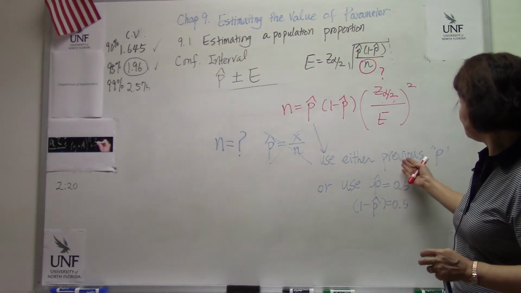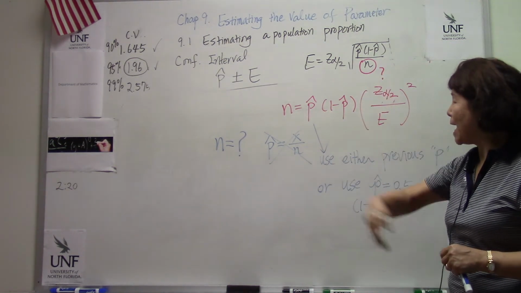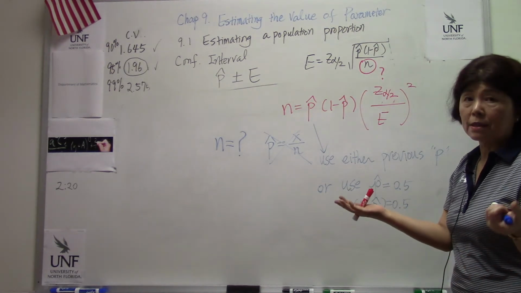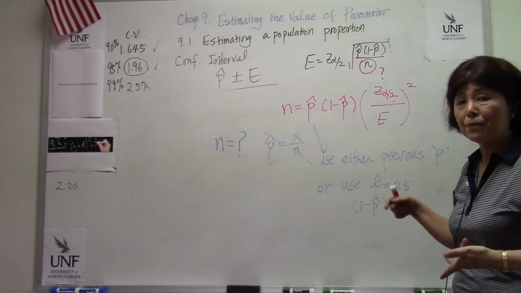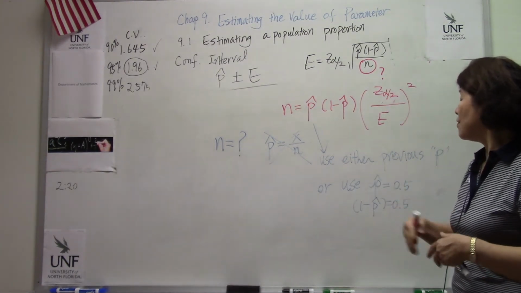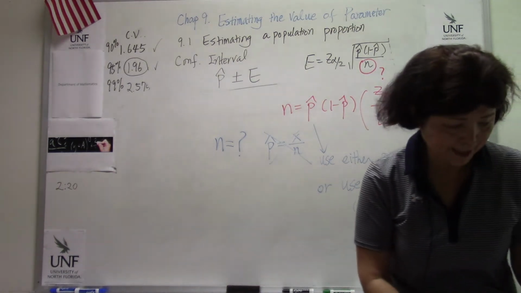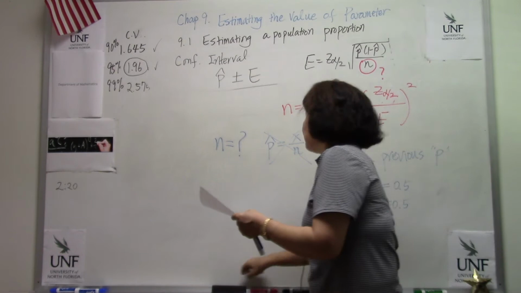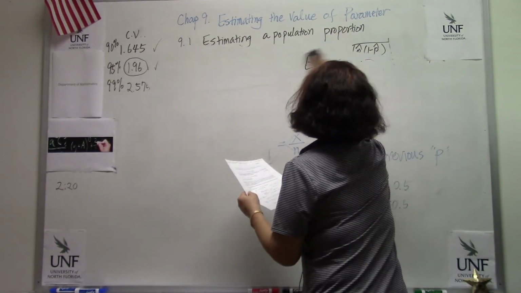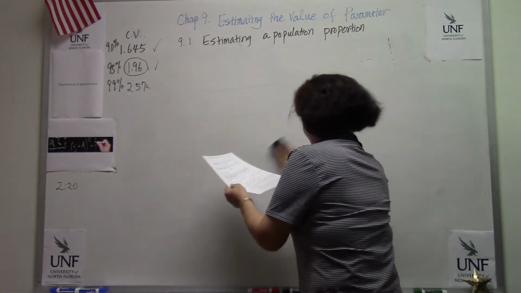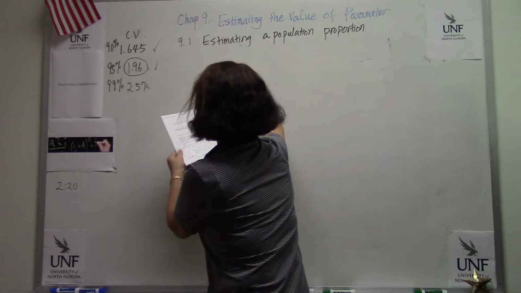Okay? So, when you compute, this p hat is not our current sample proportion. Either it is the previous p, which the problem will give you, or if nothing is available, then we have to use this 0.5. Okay, so let's look at this example. I'm going to write one more time this sample size n.